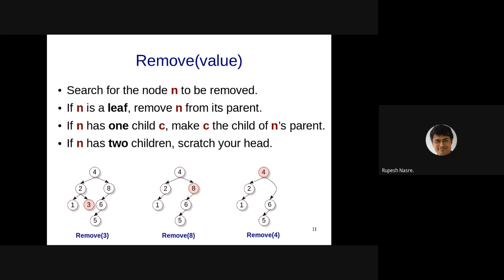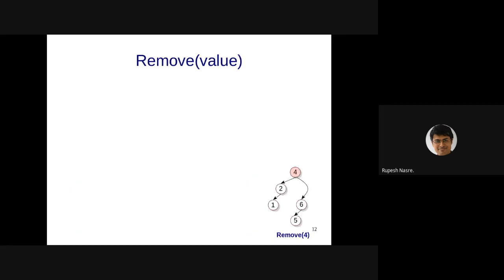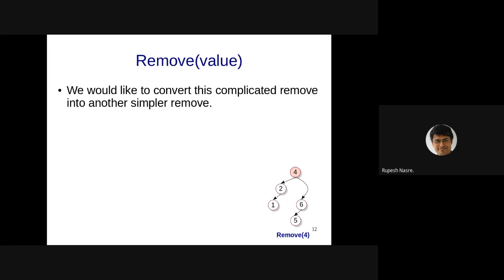Okay. So given this situation, now we want to remove 4, which turns out to be the root, which has two children. Let's understand what is happening. We would like to convert this two children case, which is a little complicated, into another simpler remove. A simpler remove is either where the node is a leaf, with 0 children, or has one child. So can we convert this complicated remove into a simpler remove? That is the question. Any suggestions on how to do that?